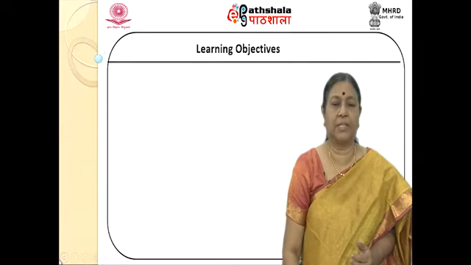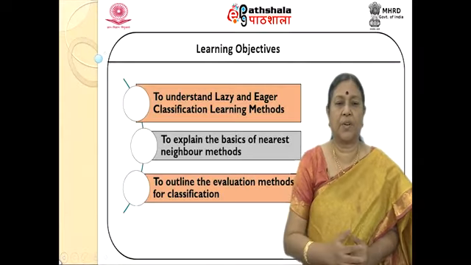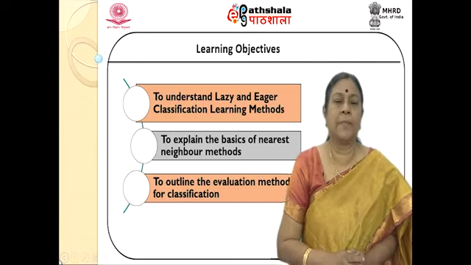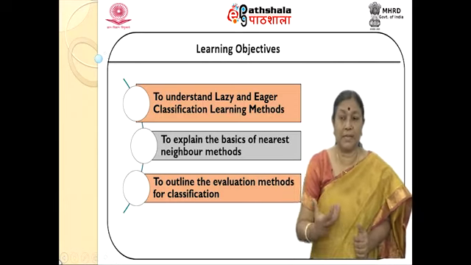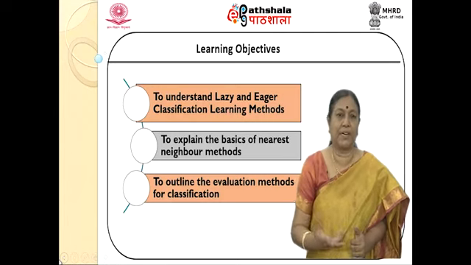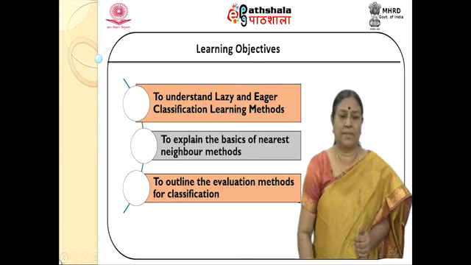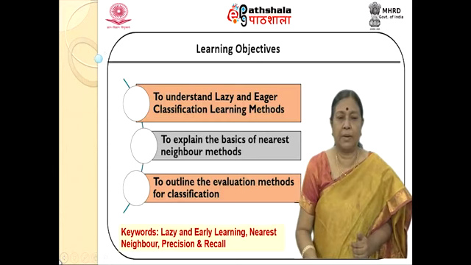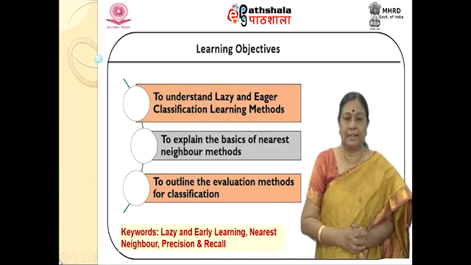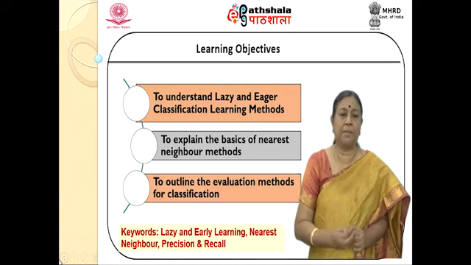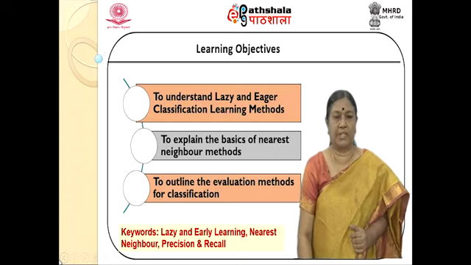Now, look at the learning objectives. So, the learning objectives are as follows: to understand lazy and eager classification learning methods, to explain the basics of nearest neighbor methods, this is a very important aspect, and to outline the evaluation methods that are necessary for classification. Some of the keywords that we will be looking at are obviously lazy and eager learning, nearest neighbor, and precision recall, very important evaluation metrics.